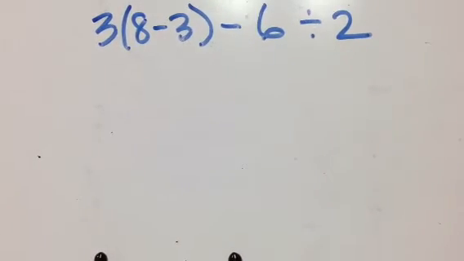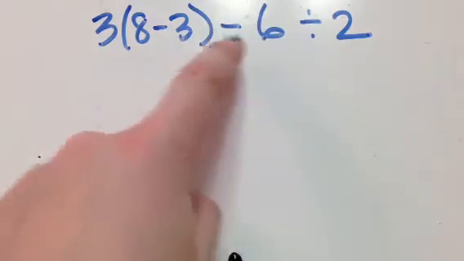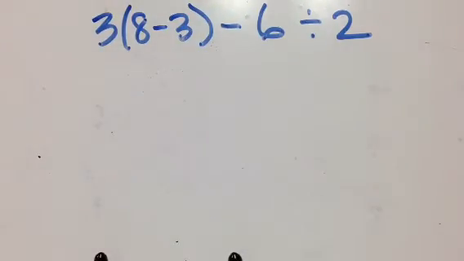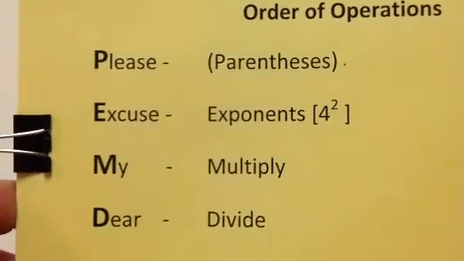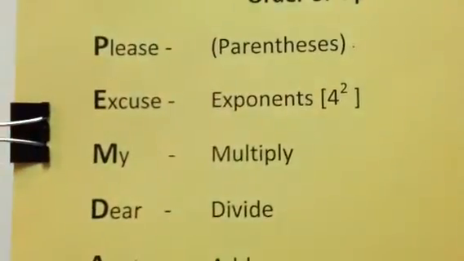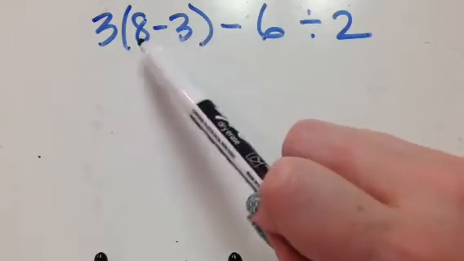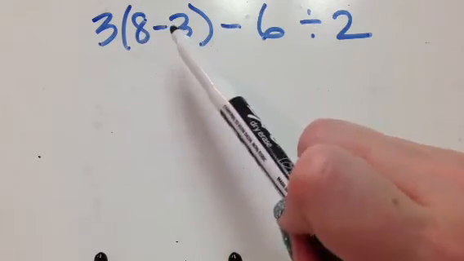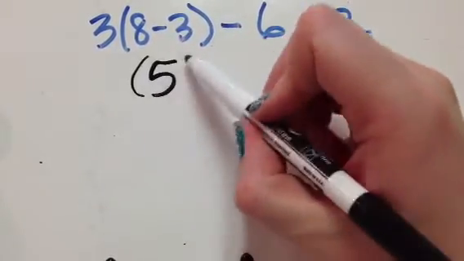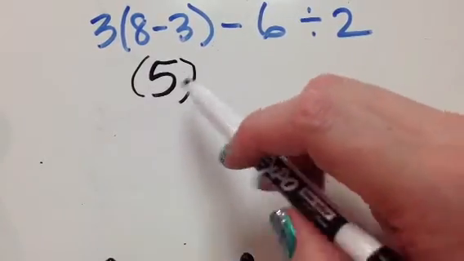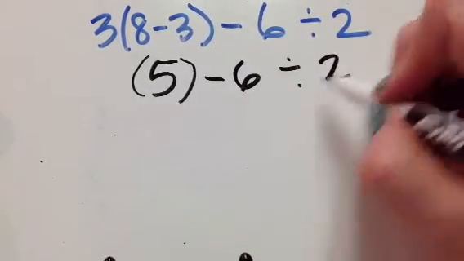Okay, so this one is 3 times the stuff in the parentheses, 8 minus 3, minus 6 divided by 2. So I'm going to come back to my order of operations here. And my first thing to do is parentheses. So I simply do anything that's involved in these parentheses first. So I start with 8 minus 3, which is 5. And I'm going to leave the parentheses in here just so that I can remember that that's where it came from. And then everything else I'm just going to bring straight down because I didn't deal with it at all.